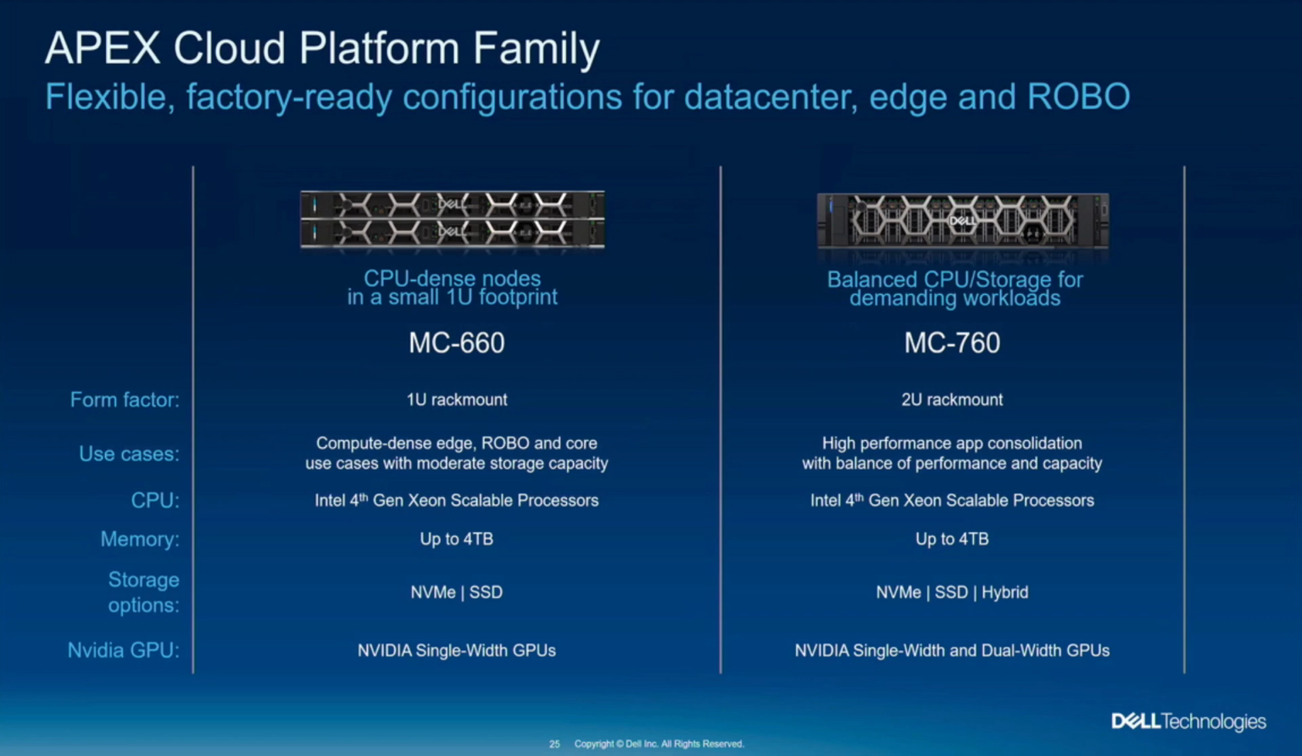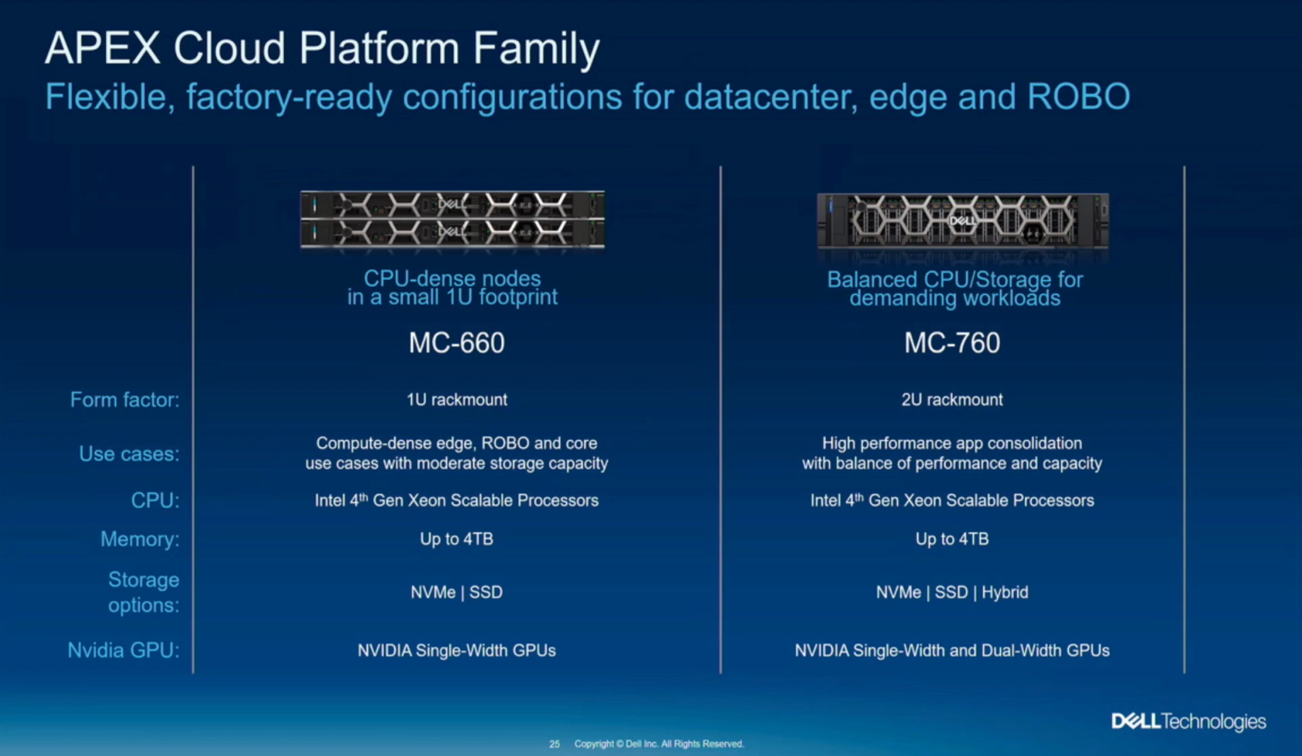In the case of compute, we have options for different CPU and memory. They're all Intel scalable 4th-generation processors. They are up to 4 terabytes of memory per node, which is a soft limit right now, and it's really not a technical limit. It's a supply chain thing. The 256 gig DIMMs are just not available, but that will go up. For storage, we have options for NVMe and SSD configurations, and then we have NVIDIA GPU support.